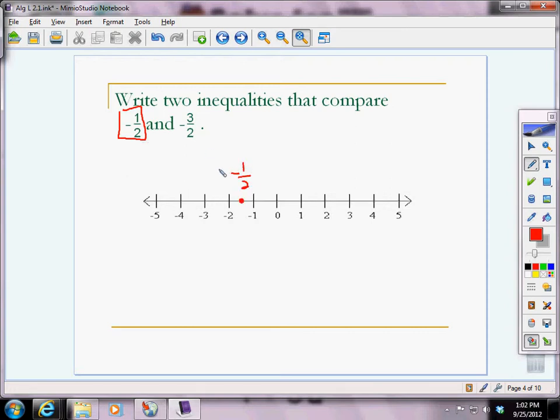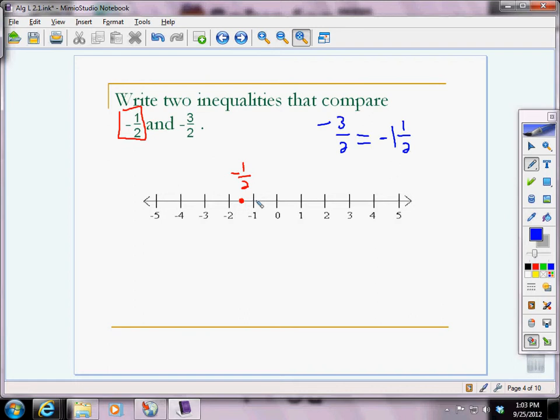Negative 3/2, though, if we had 2/2, that would be 1. Okay, so if it helps, change this into a mixed number. We really will not deal with mixed numbers at all this year in algebra, but sometimes it's helpful to picture things on a number line when they're mixed numbers. 2 goes into 3 one time, and there's 1 left over. Again, though, it's a negative, so we change that to negative.